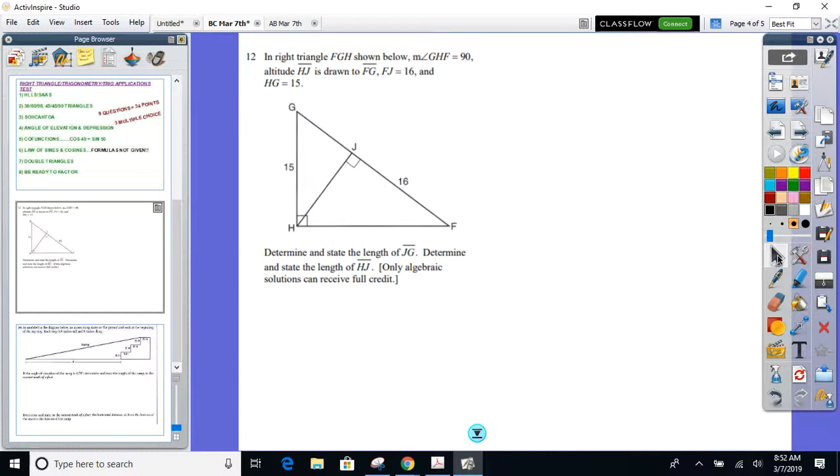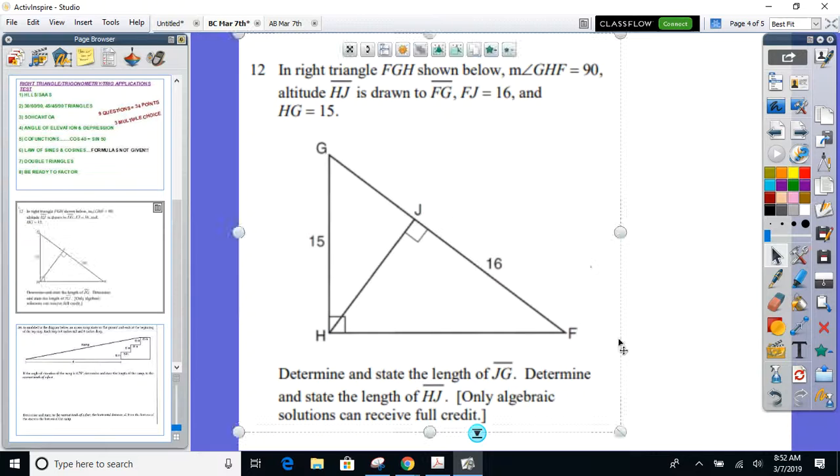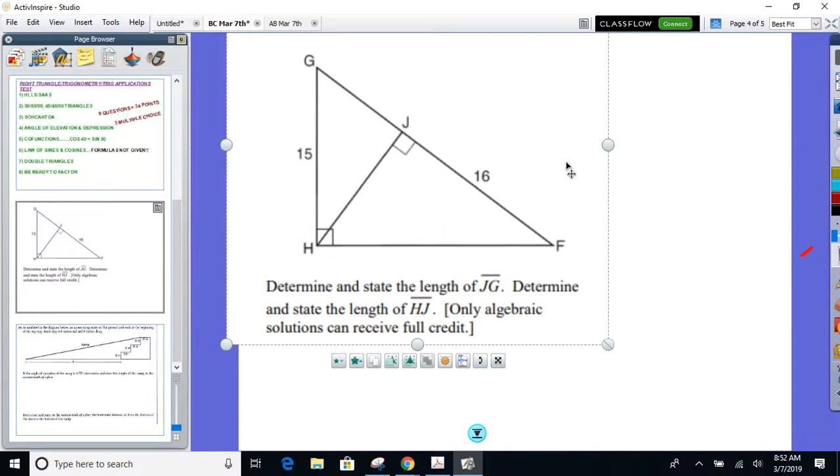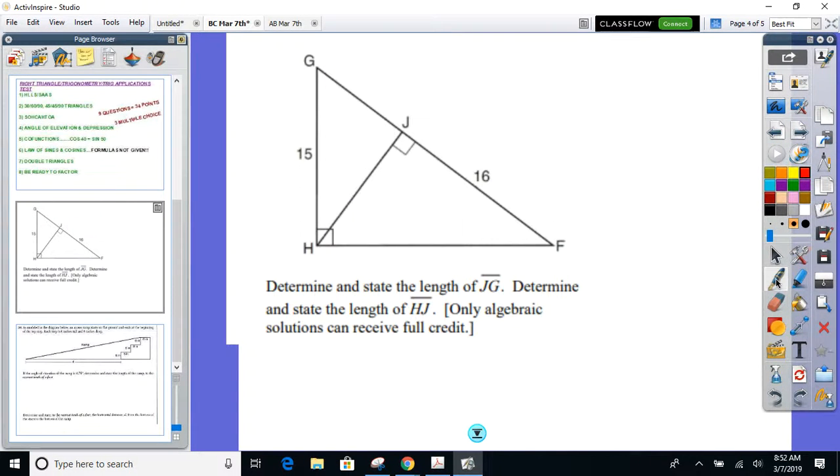I'll try to blow this up as much as possible. Just worry about the diagram. All right, just worry about getting the diagram down, then I'll tell you what I'm looking for. Everyone see that? I need to blow it up a little more. We all good?